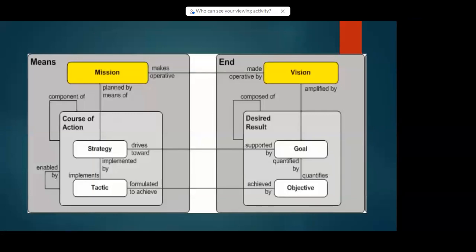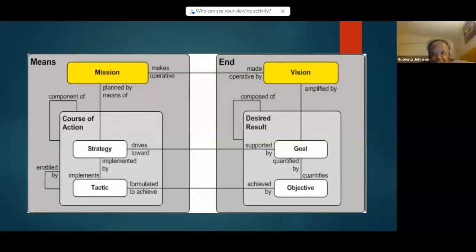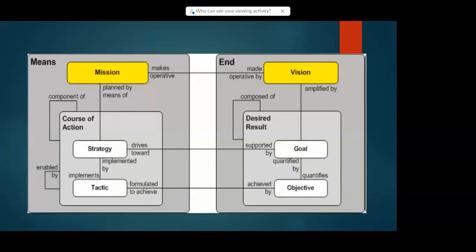So what you have here is the outline. Don't worry about knowing everything now. Then you're going to send all this to me. The whole thing. Everything we do tonight is going to be sent to you.